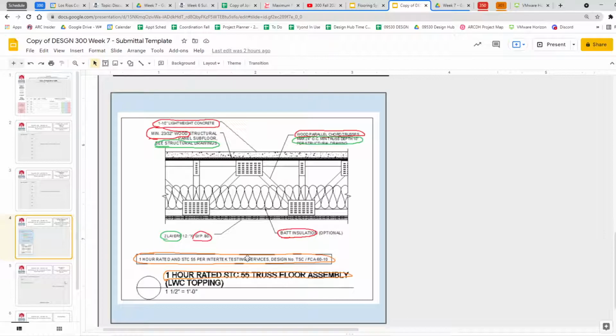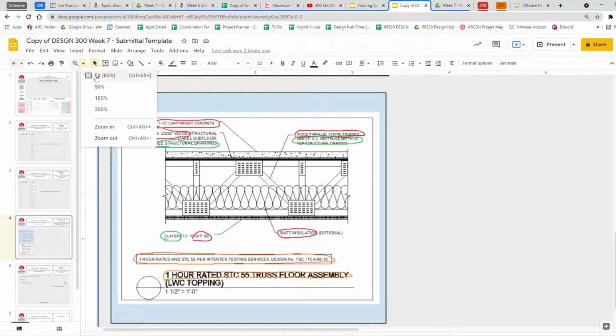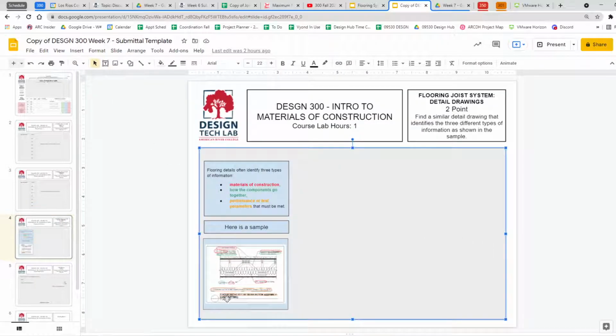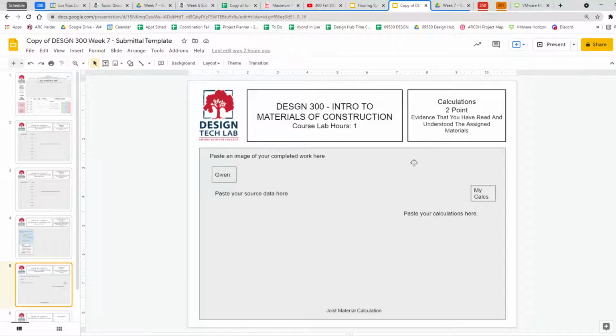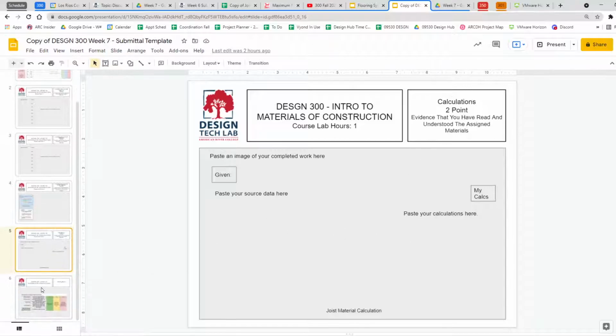And you don't get to use this one. This is our demonstration. So you're gonna have a chance to look one up, and then you'll do the three parts of it. Identify the three parts: materials, how they go together, and performance or test parameters. And then there's a calculation that I showed you.